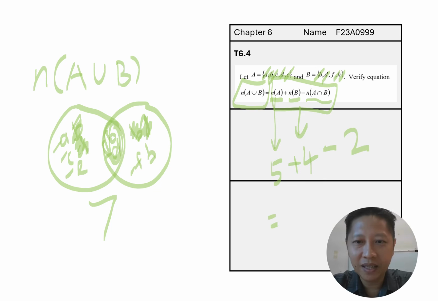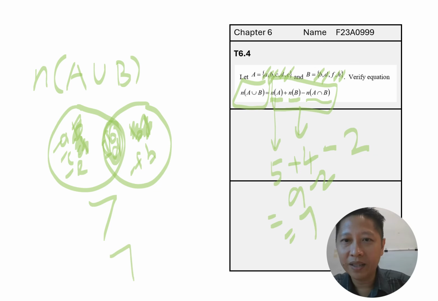Let's check the right side. 9 minus 2, we have 7. And then the left side is 7. Now we have verified this equation is valid.